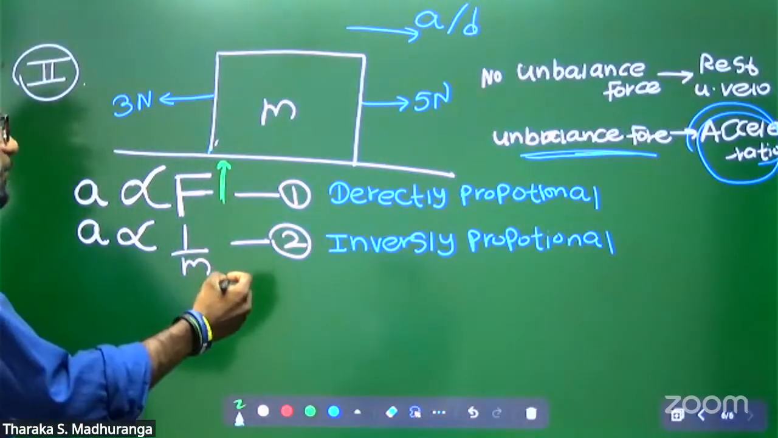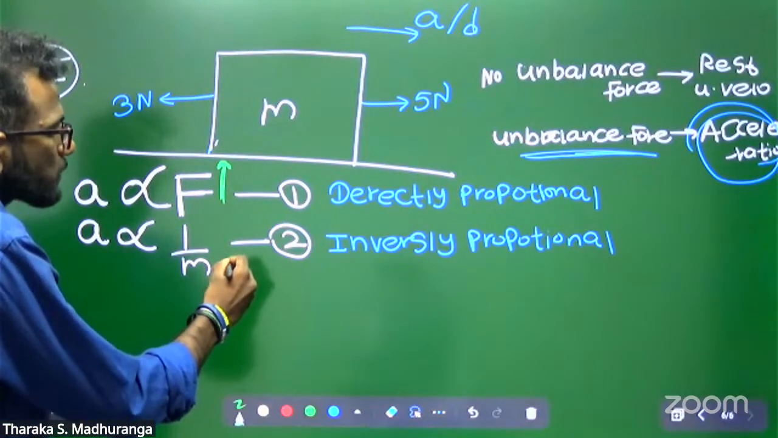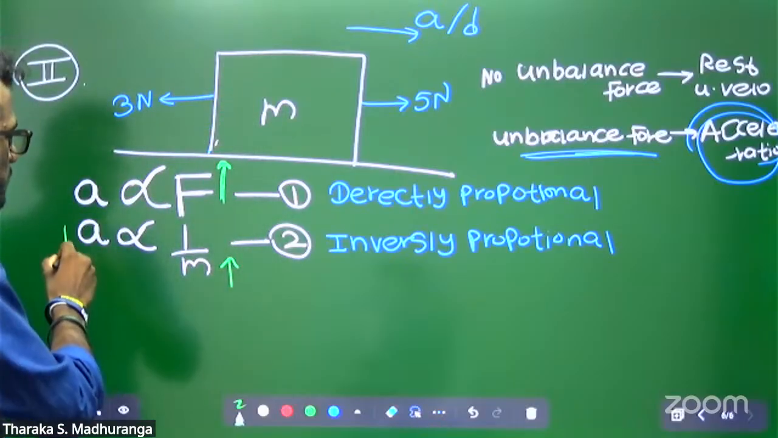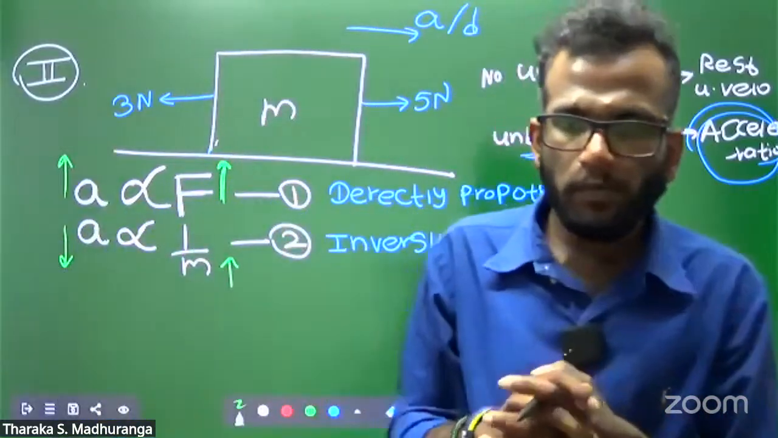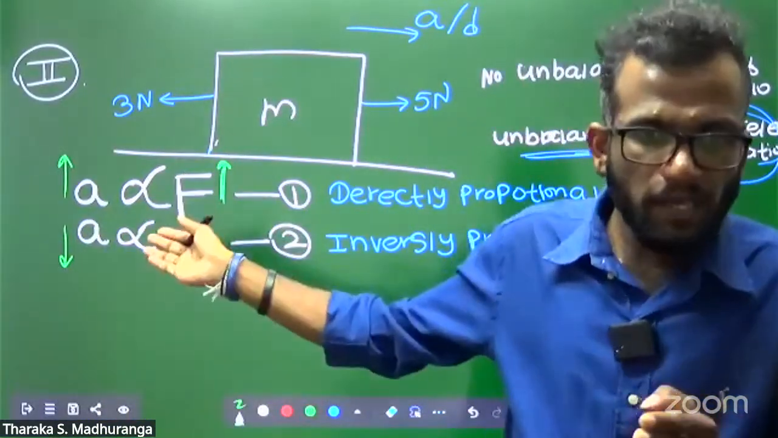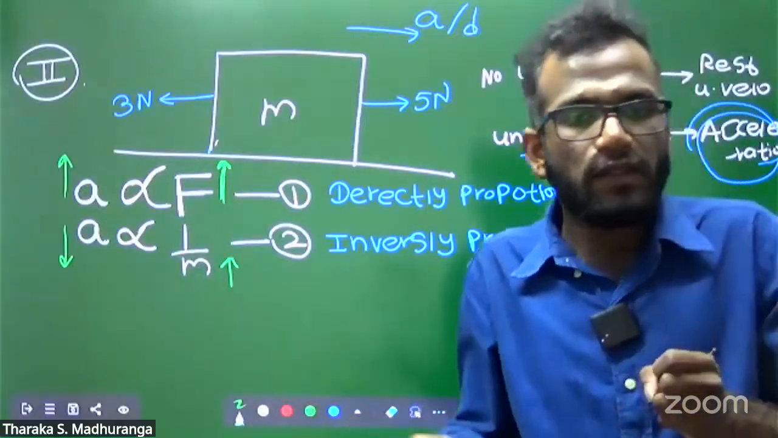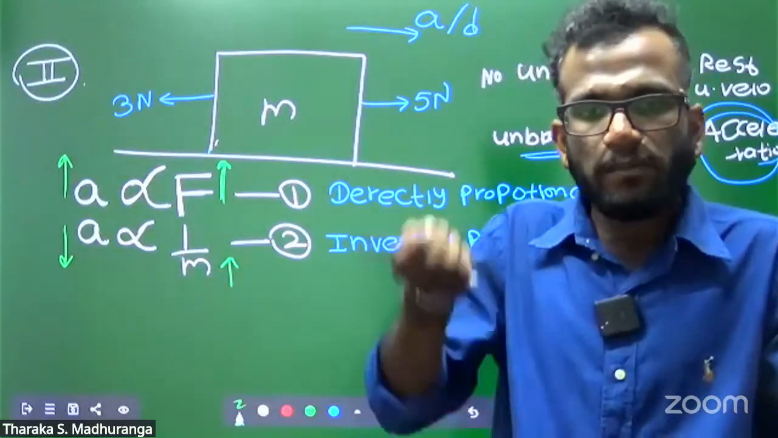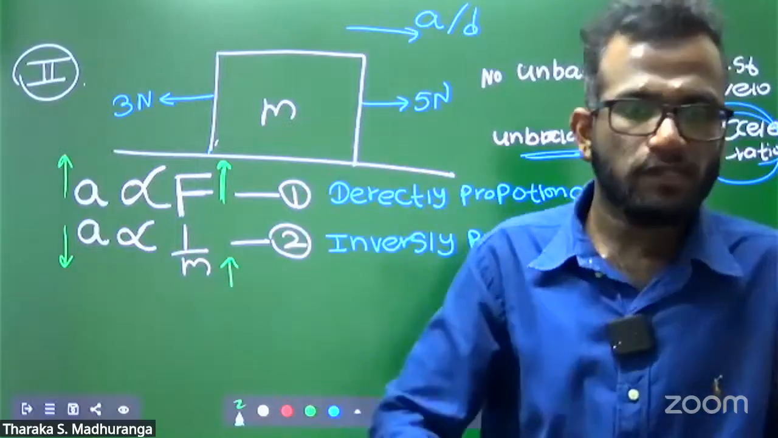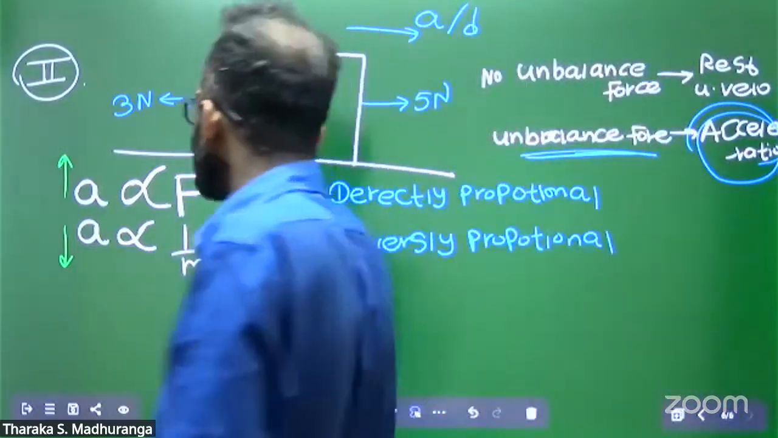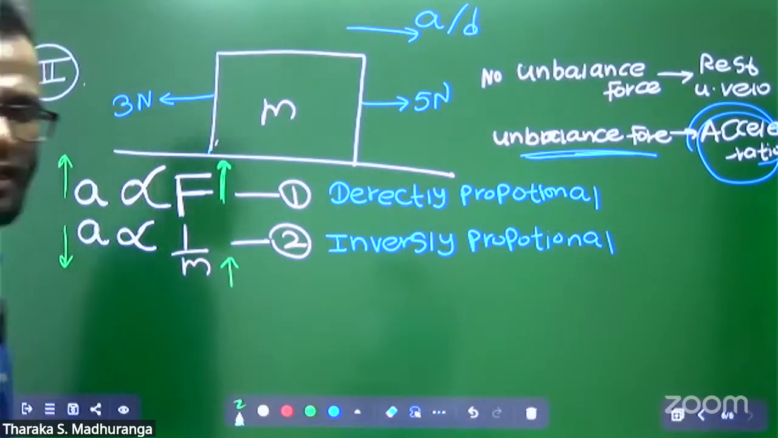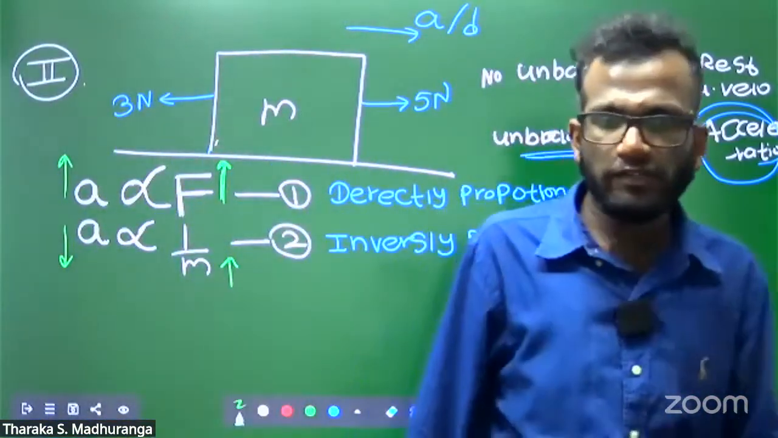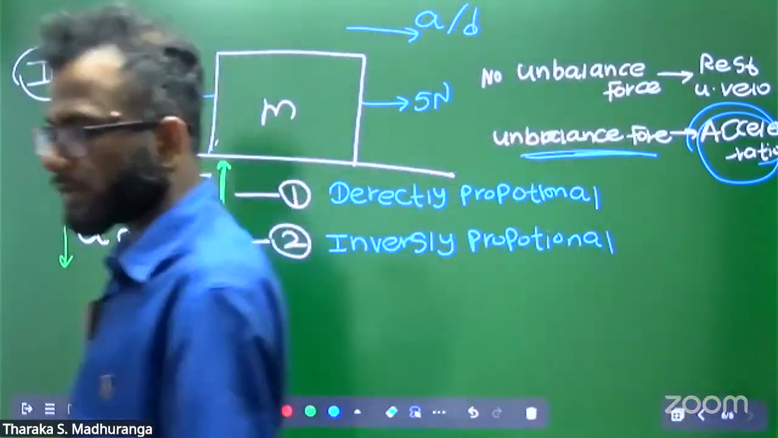Inversely proportional means when you increase the mass of this object, the acceleration decreases. That's the difference. The proportional mark is the same, but it is 1 over m. When the mass increases, the acceleration goes down. That's the meaning of directly proportional and inversely proportional.